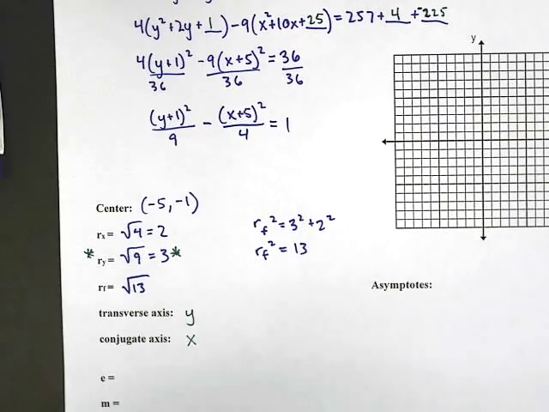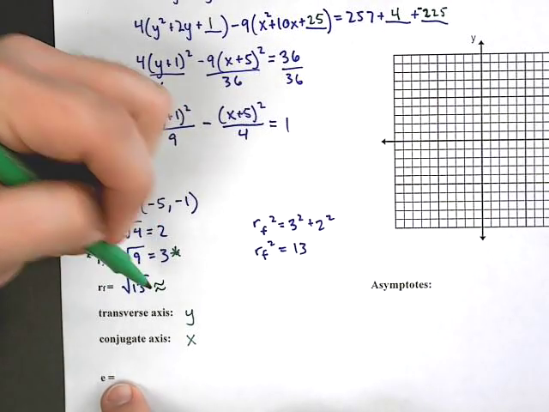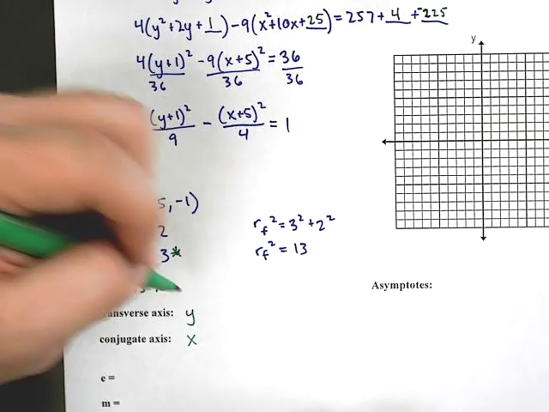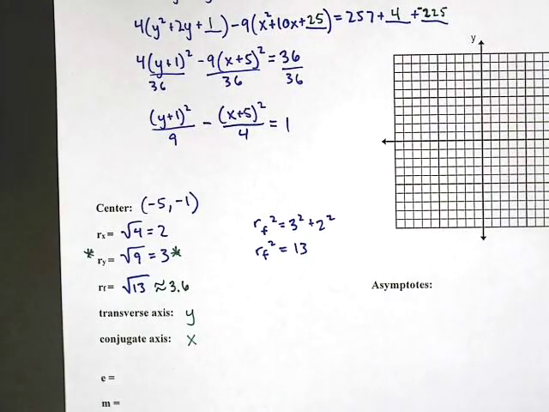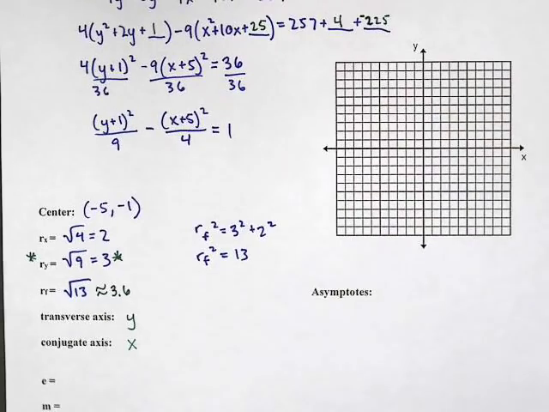And just to help us out when we're graphing, we need to remember that 13 is between 9 and 16. It's actually closer to 16. But if it's between 9 and 16, then it has to be between 3 and 4. Just for graphing purposes, we're going to say about 3.6. But we now have everything we need to graph. All right? So let's do it.